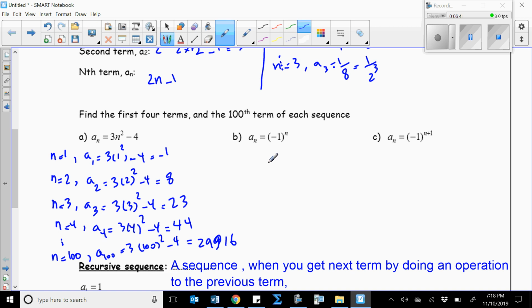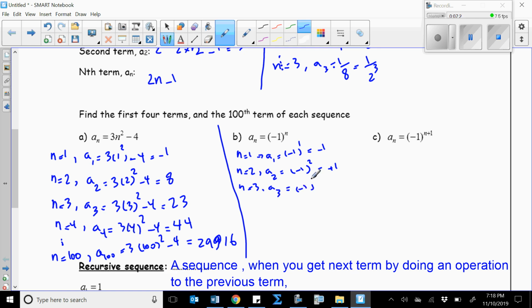Now let's find the next one. For the next sequence, to find a1, n is equal to 1. So a1 will be (-1) to the power of 1, which will be -1. Second term, (-1) to the power of 2, which will be positive 1. Third term, a3 equals (-1) to the power of 3, which is -1 again.